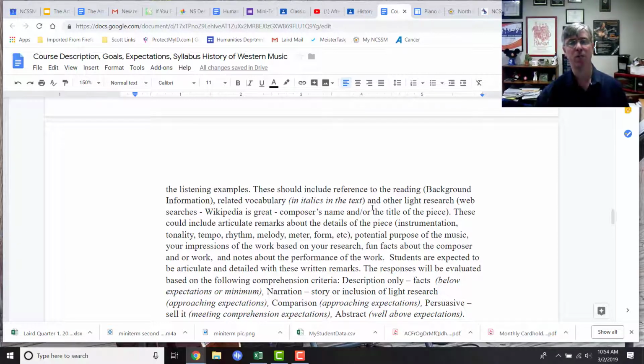And I also encourage you for every piece to do some light research. Now, what I consider to be light research is Googling the name of the composer or maybe the name of the piece and see what you can find in Wikipedia or some very quickly accessible web resource. I'm not talking about going to the library and pulling out books. That's really not what I'm talking about at all. I'm talking about the quick Google search.